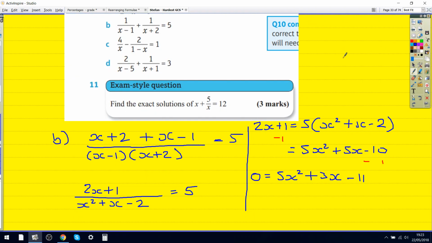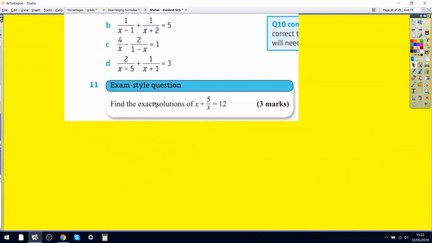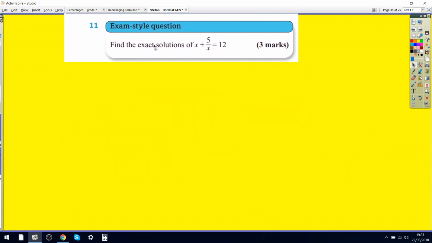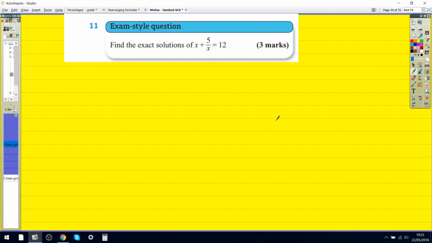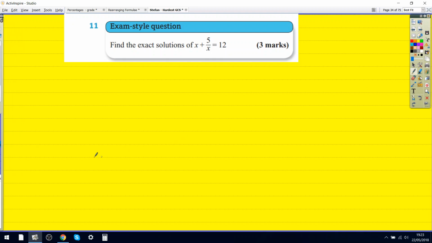How would you do the exam question? Find the exact solutions of x plus 5 over x equal to 12. So you have to get that in the ax squared plus bx plus c form. So x plus 5 over x is 12. So x plus 5 over x minus 12 is 0.